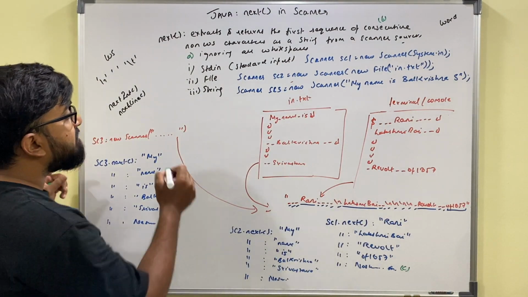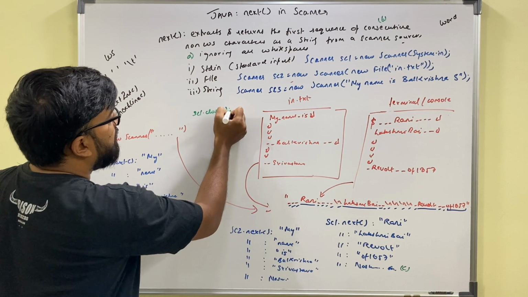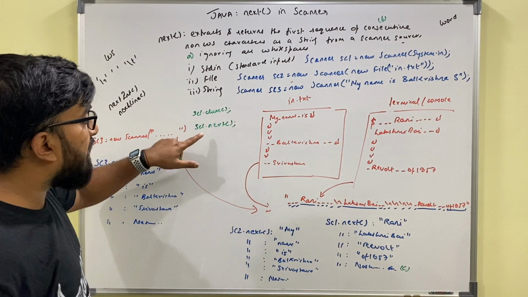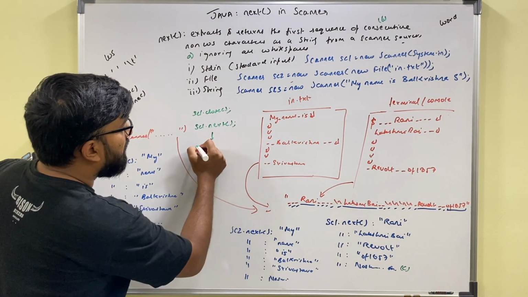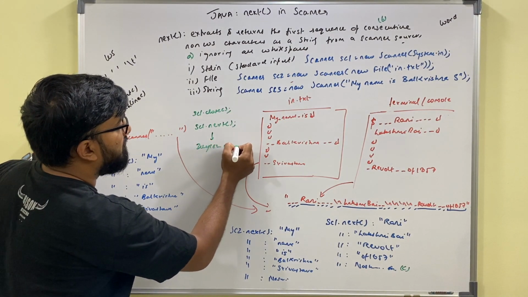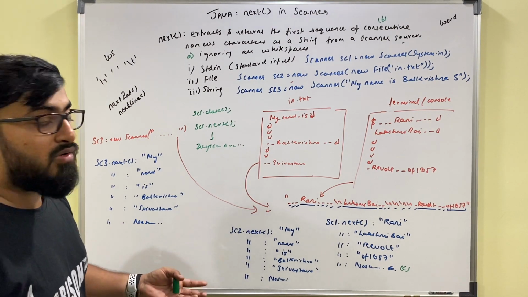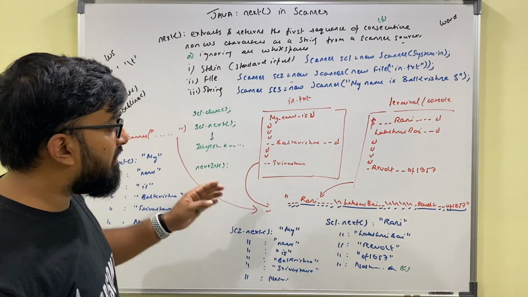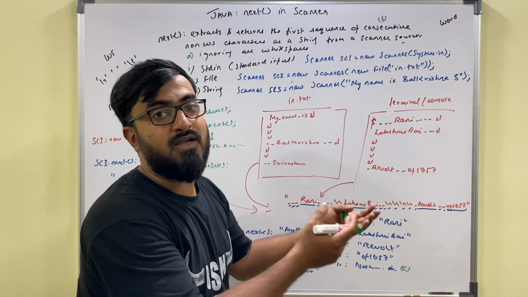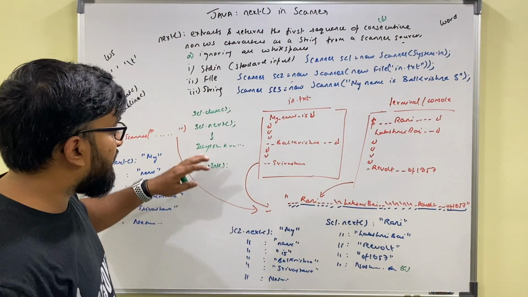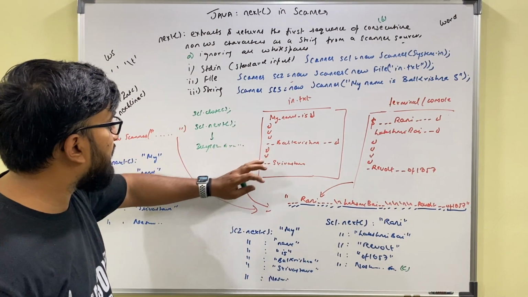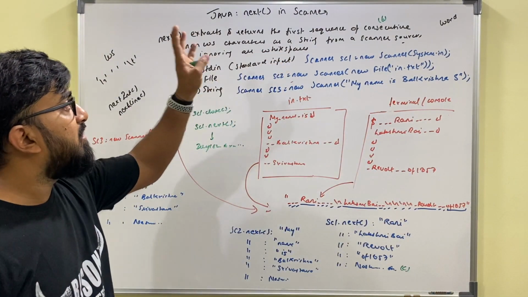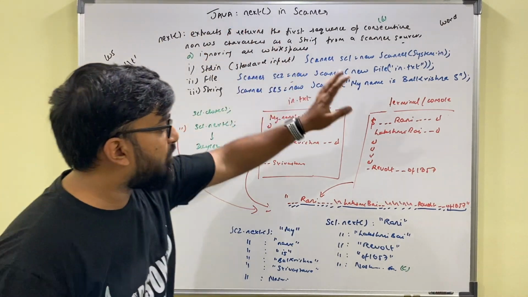One more thing: if you close the scanner, suppose you do sc1.close, and then you do sc1.next, you are trying to read when you have closed the scanner. So this gives you an illegal state exception. And in this case, we don't have an input mismatch exception. Next int throws an input mismatch exception when you are trying to extract an int and you don't get an integer. In this case, we don't have input mismatch exception because it can extract everything as a string as long as there is a sequence of non-white space characters. So this was the solution to this problem and I hope this was helpful.